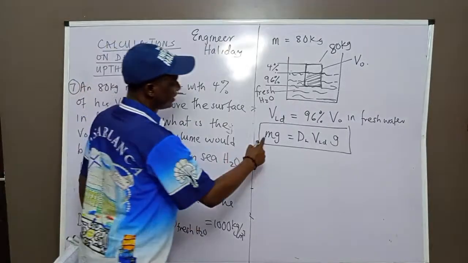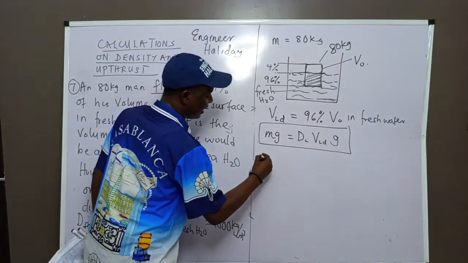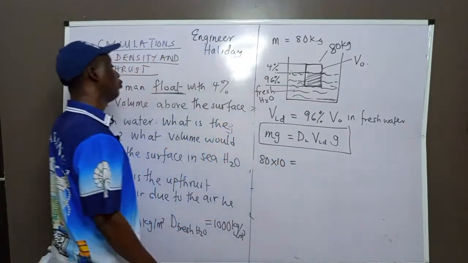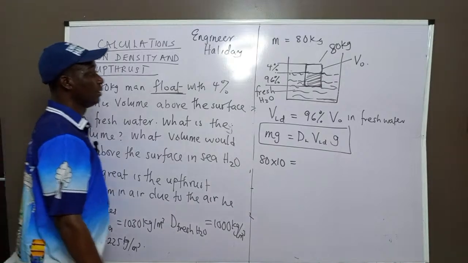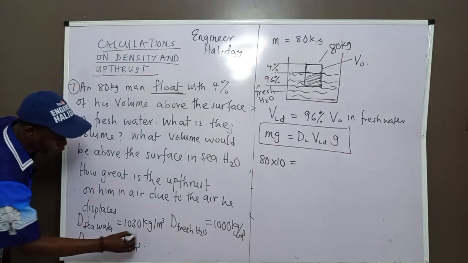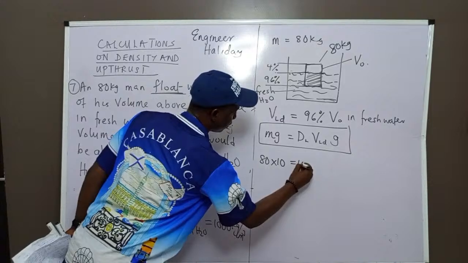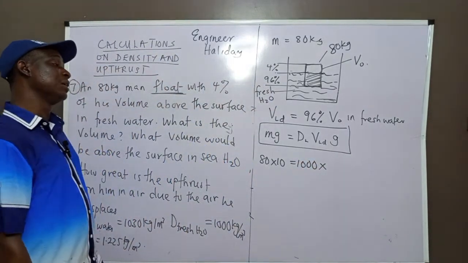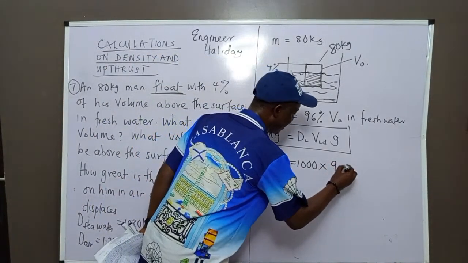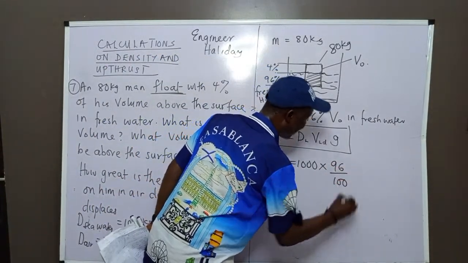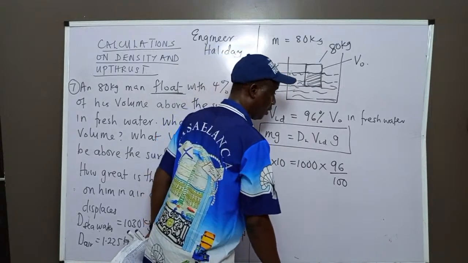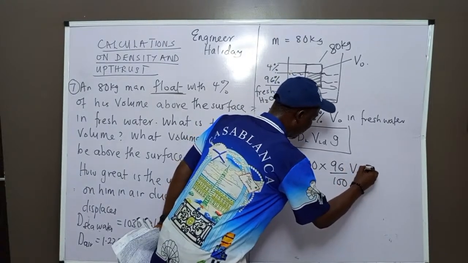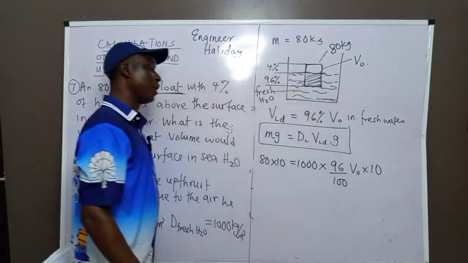Now, what is the mass of the object? 80 kg times 10, equal to the density of the liquid it floats in. The fresh water it floats in is 1000, times the volume of liquid displaced, which is 96%. What is 96%? 96 over 100. You convert to a decimal, 0.96 times the volume of the object times 10. That is what we are going to do now.